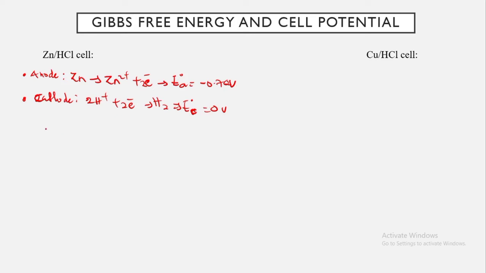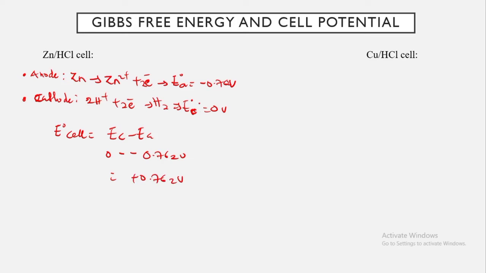What to do now is that for us to find the overall cell potential, the E naught of the cell, we are going to get EC minus EA, whereby we have our EC to be 0, so we're going to get minus 0.762 volts. So at the end, you're going to get a positive 0.762 volts. That is for this member.